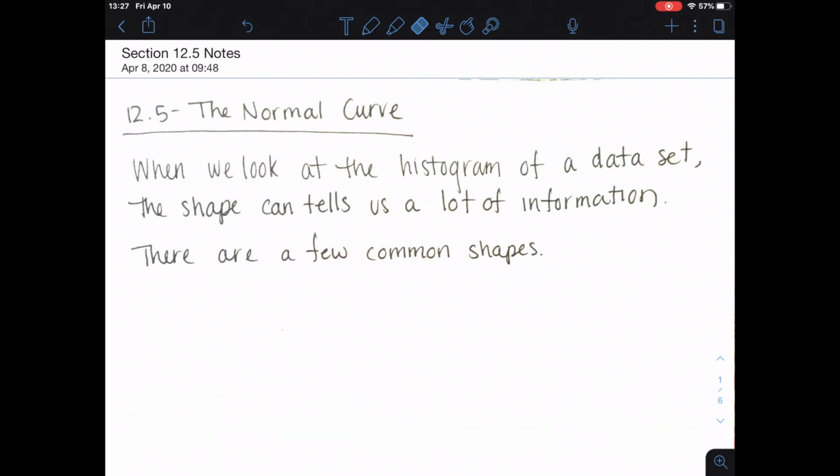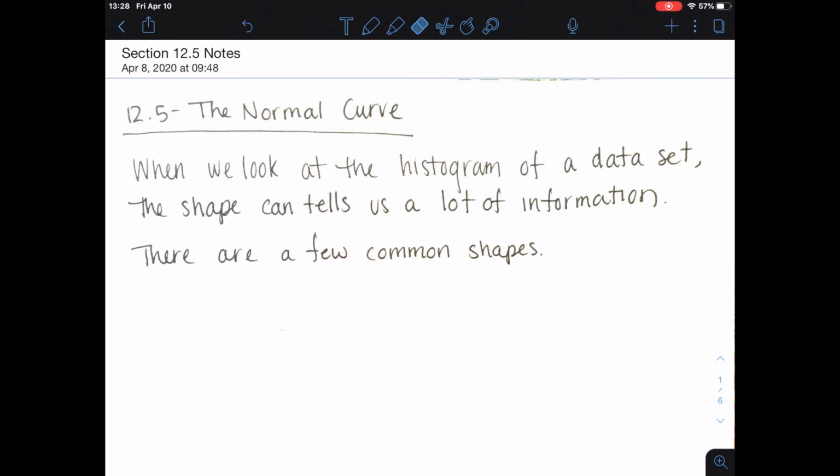So the last section we're going to go through is 12.5, which is about the normal curve. Really what we're going to be doing is working with histograms. We've seen how to create them, and we know they display information about a data set. But the particular shape that histogram has can tell us a lot about what's going on. So we have a few common shapes that will occur based on certain real-life scenarios.